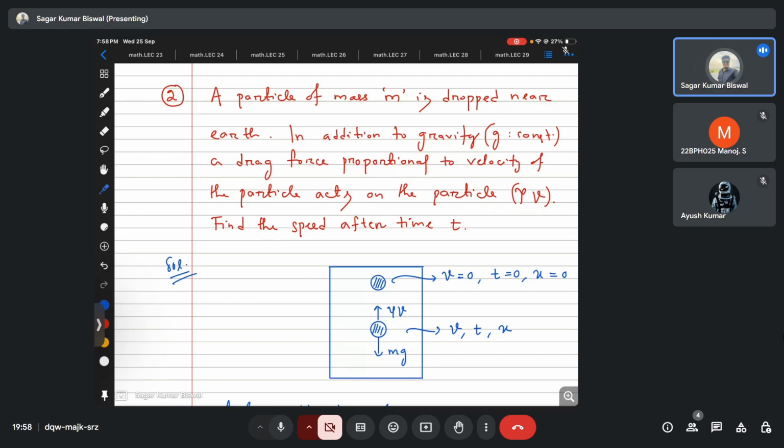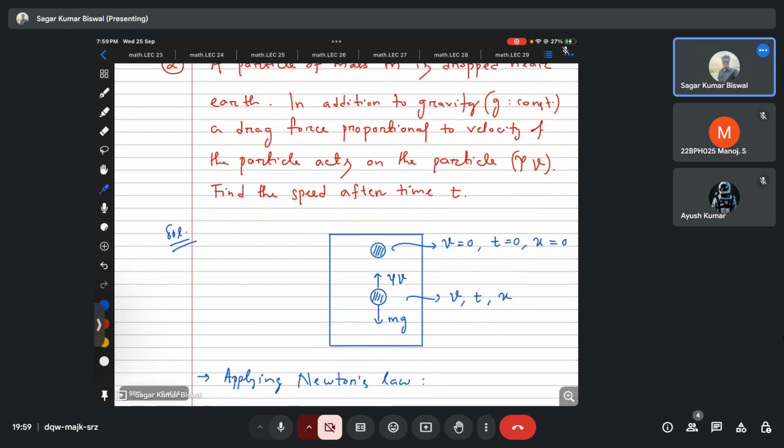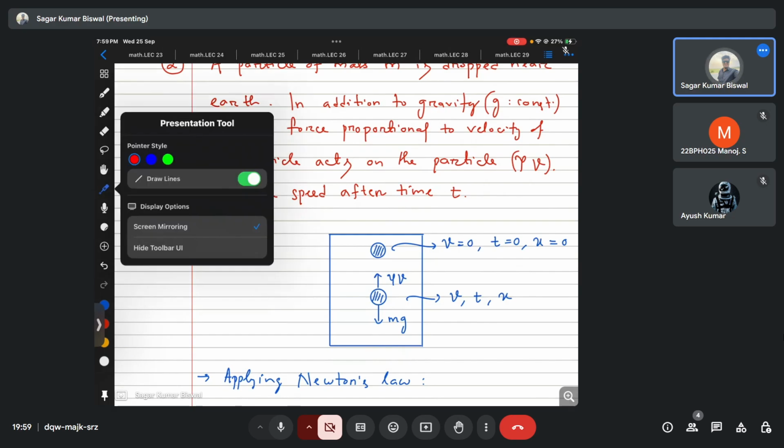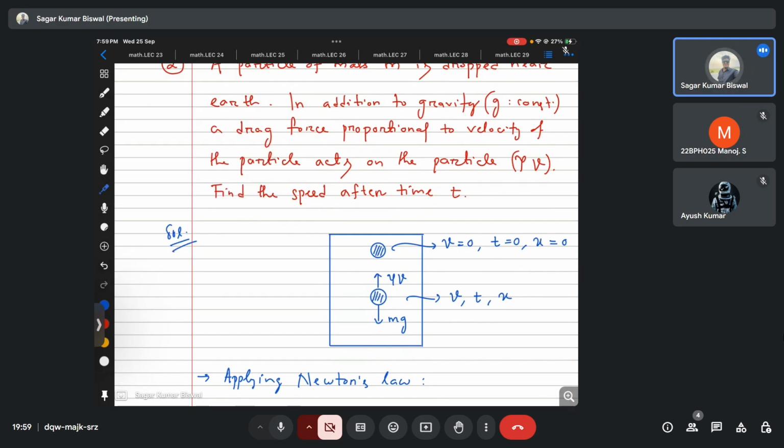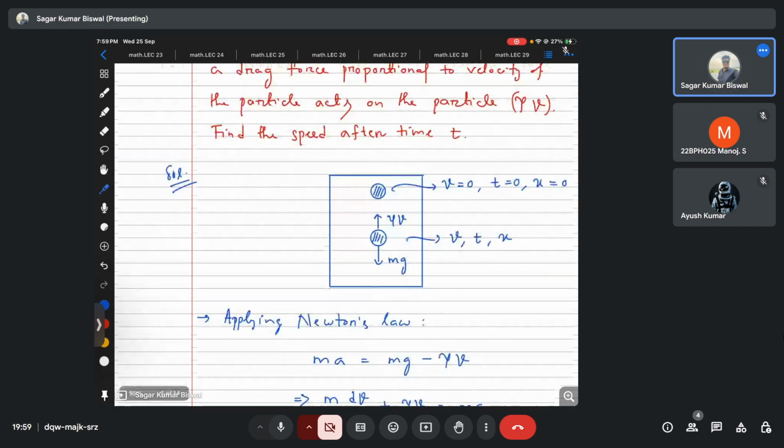Right. So this is the case where you drop a ball from a height, and the ball falls due to gravity, but there is another force in the medium, that is gamma v, right? A resistive force is there in the medium, right? And what is the resistive force? It is gamma v. So this is the initial configuration at the top of the building, suppose. So this is v0, and t is 0 and x is 0. But after time t, the velocity is v and it is at position x.